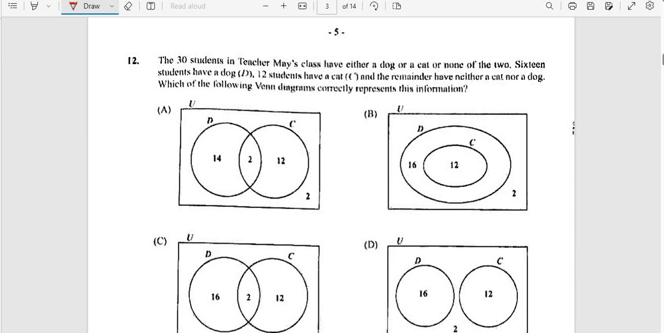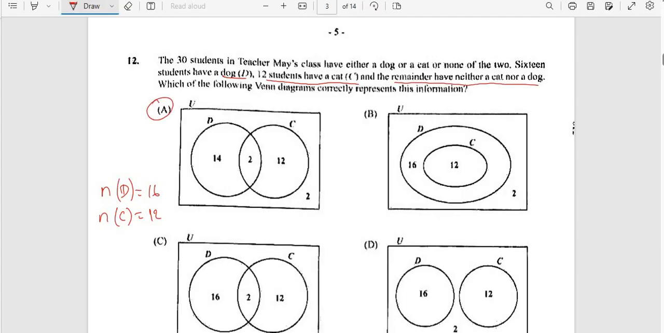30 students in Teacher May's class have either a dog or a cat or none of the two. 16 students have a dog. Number of students who have dogs equals 16. Number of persons who have cats, 12 students have a cat, and the remainder have neither a dog nor a cat. Now we'll look at option A.